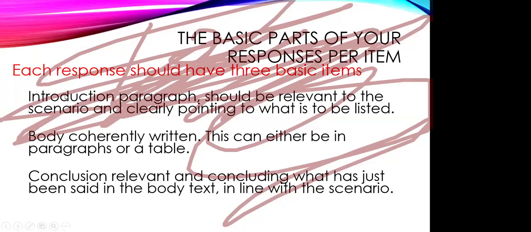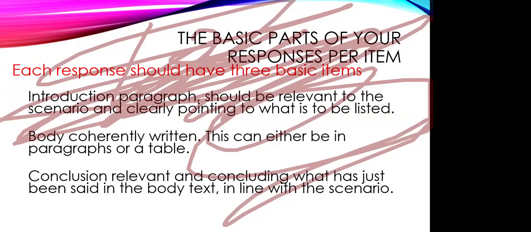Then the body should be coherently written. This can be either in paragraphs or a table. You can draw a table of 2 or 3 or 4 columns, so long as you know and you can identify what to put there. And the information should be flowing coherently, logically, and properly.